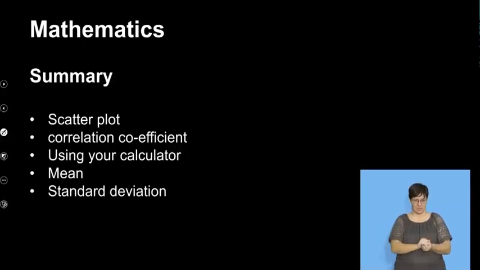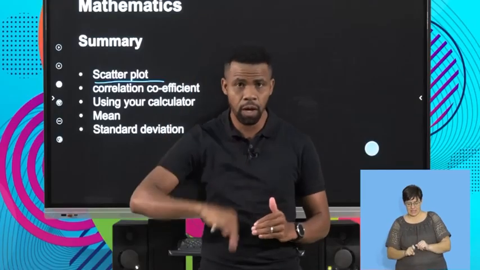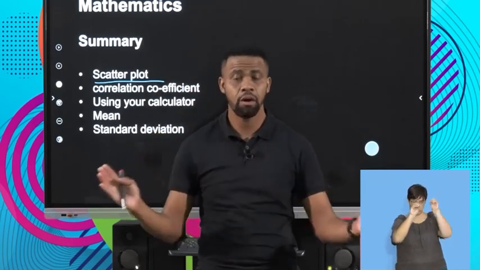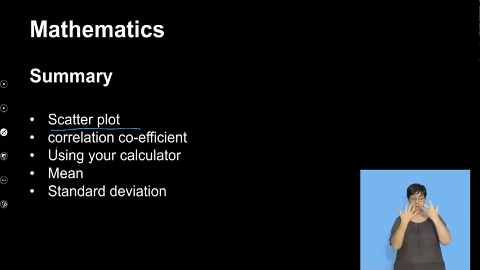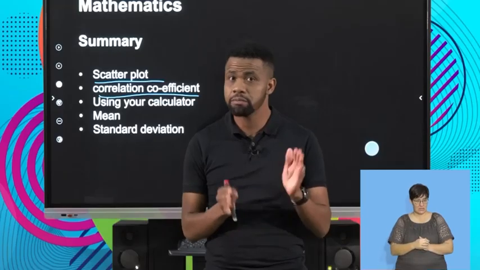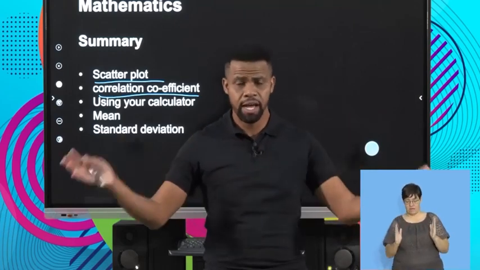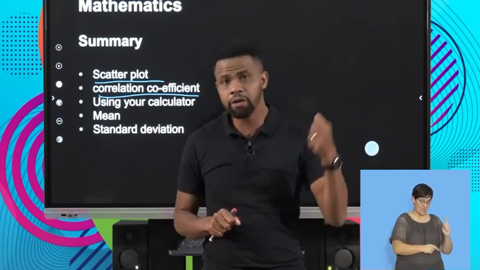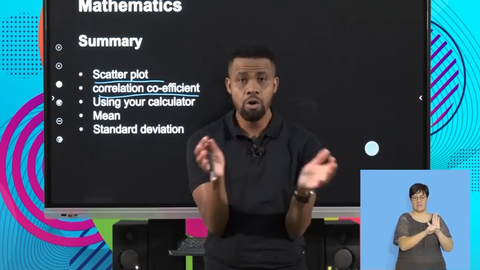So let's look now at our summary, what we've looked at, guys. We looked at the scatter plot, and we said, what is a scatter plot? Our scatter plot is drawing all the points, the x and y, the independent and dependent variable. We put all the points. That's how we get our scatter plot. The correlation coefficient, we said, is between -1 and 1, where 1 is strong positive correlation, -1 is strong negative correlation, and 0 is no correlation.